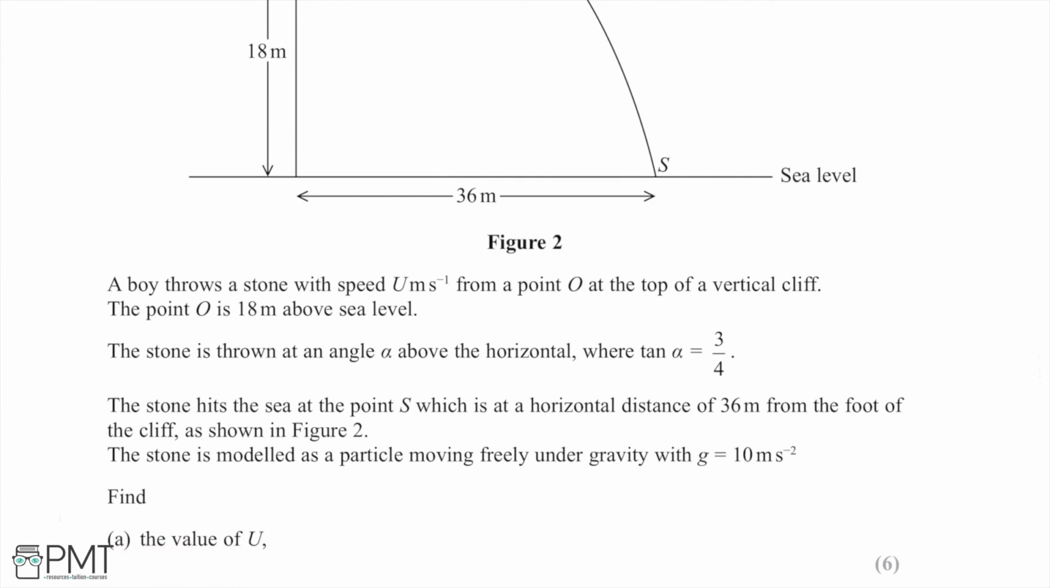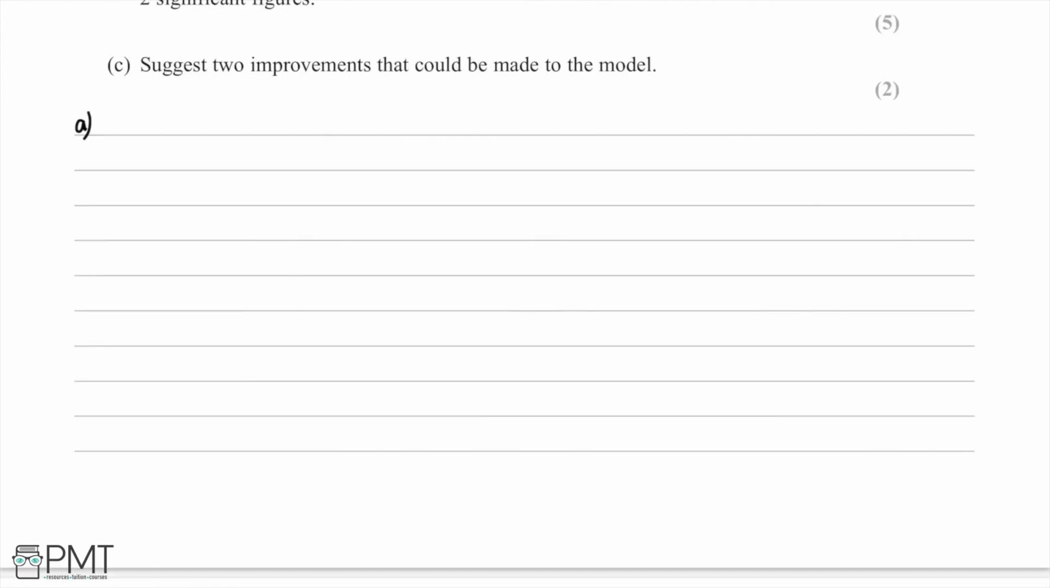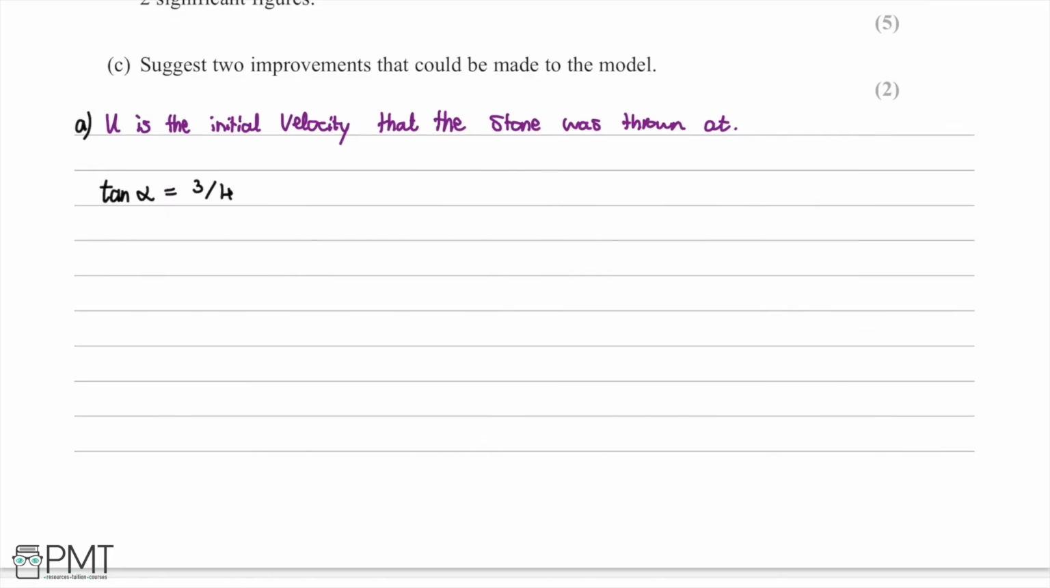So u is the speed that the stone was thrown at. To start off, we're going to just note down that u is the initial velocity that the stone was thrown at. So we're given that tan alpha is going to be equal to 3 over 4. So therefore, we can use our knowledge of trig to work out what cos alpha and sine alpha are, as this is going to be very useful as we proceed with the question.